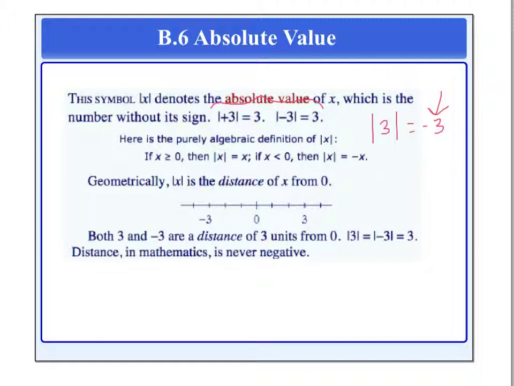So geometrically, the absolute value of x is the distance of x from 0. Both 3 and negative 3 are a distance of 3 units. Remember before we talked about the fact that distance is always positive. It says right here, distance in mathematics is never negative.